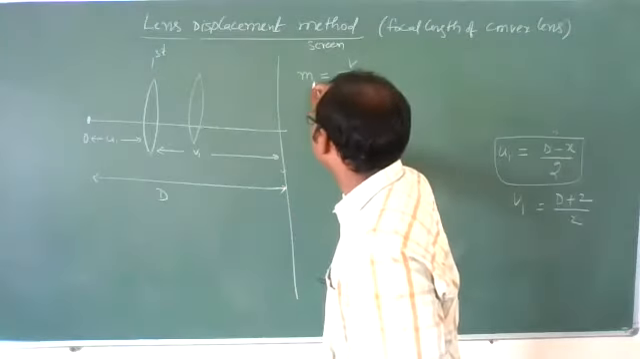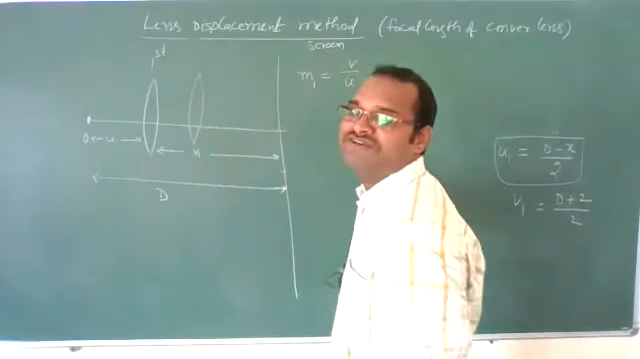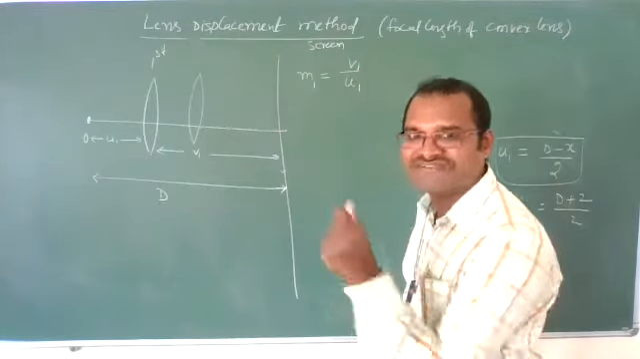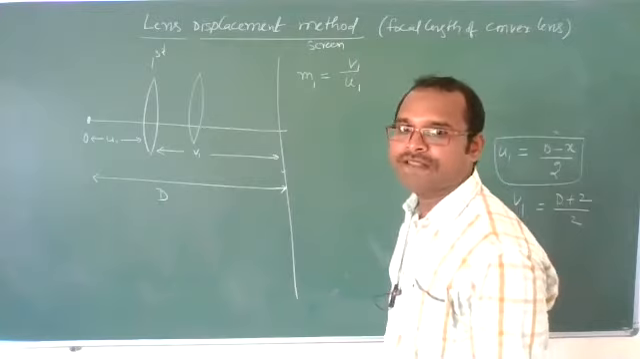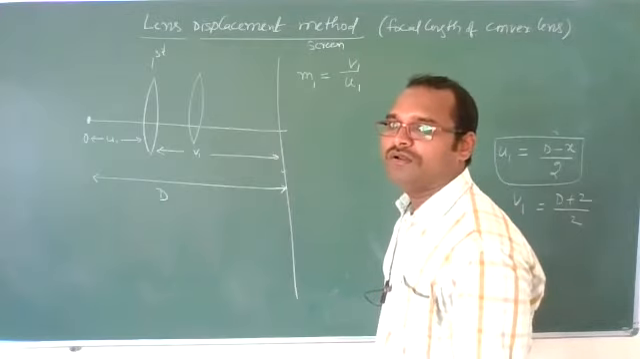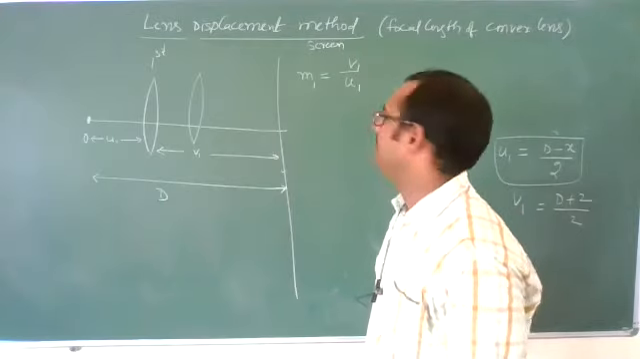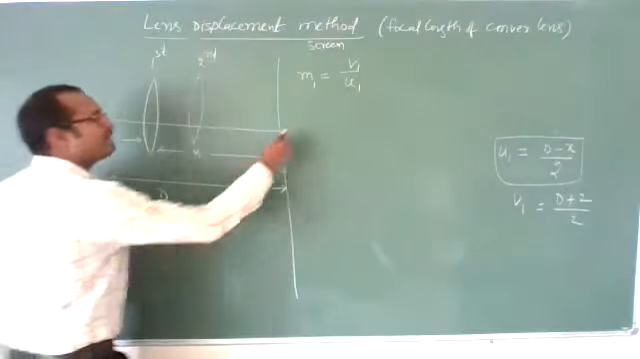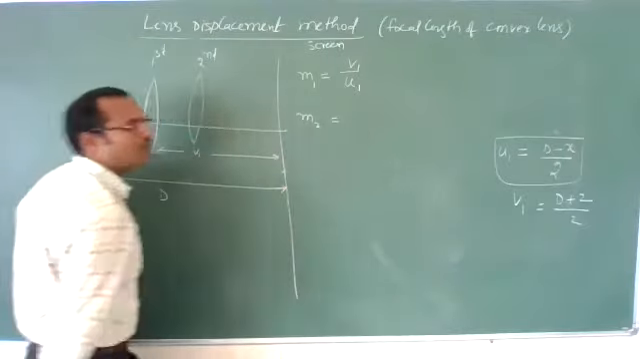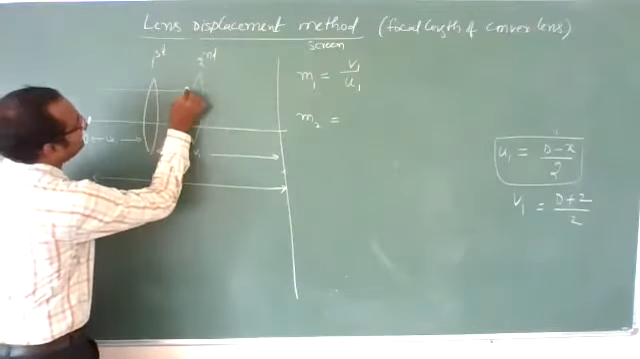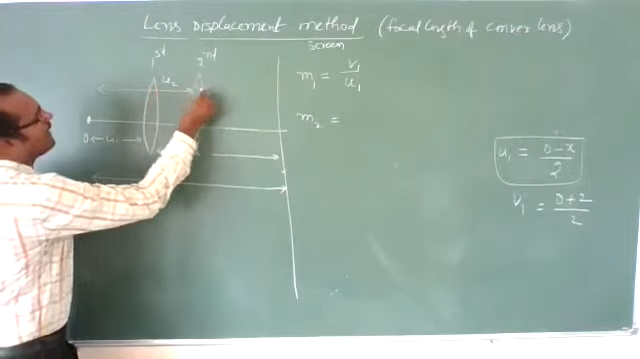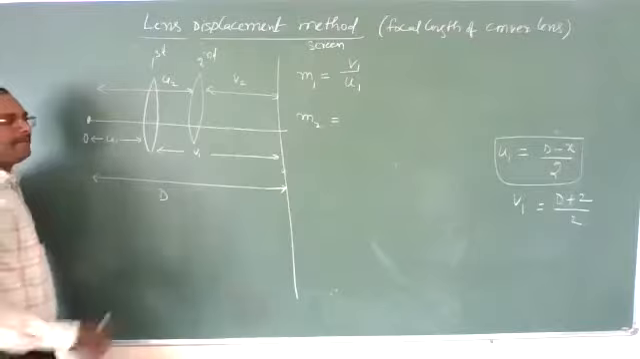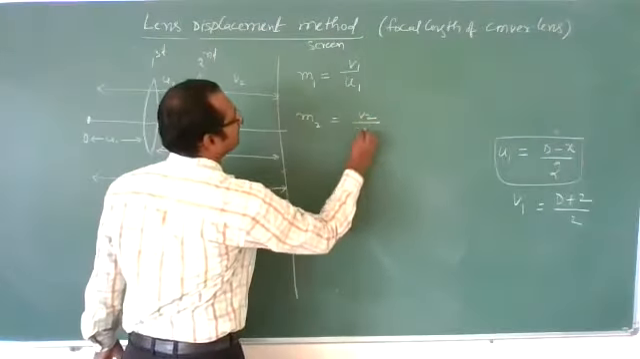This is the first time magnification. Two times you will get, no. First image magnification is V by U. V is V1, U is U1, because I am taking the first position. Now, when the lens is placed in the second position, again you will get magnification. The distance of the object is U2 and the image distance is V2. Magnification is V2 by U2.